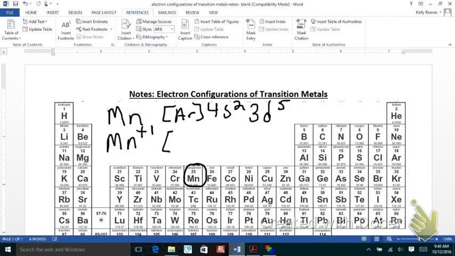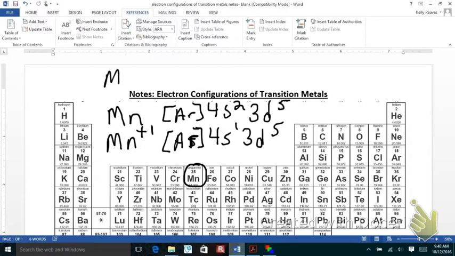And I just told you, you have to lose which ones first? You have to lose your S before you lose your D. So that's supposed to be an R, sorry. Ar. I haven't figured out how the eraser works, so that'll just have to do. So it's Ar 4s, and what do you think you're going to put there? 4s1, 3d5. Okay? 4s1, 3d5.